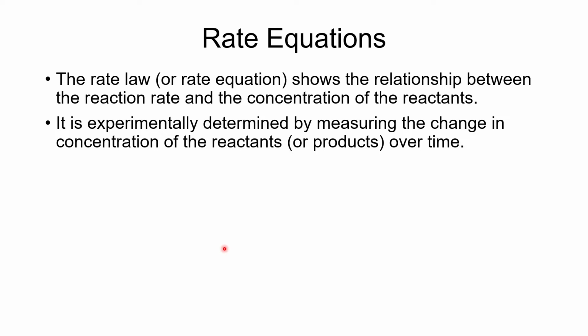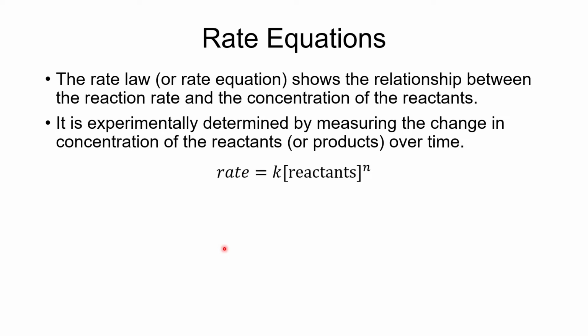The whole reason that we determine the rate of reaction and determine what the rate law is, is because it tells us information about the mechanism. It tells us whether we have a one-step reaction, a two-step reaction, a multi-step reaction, whatever. All right. So in order to determine that rate law, you have to measure the concentration as a function of time of either the reactants or the products and see how they change.